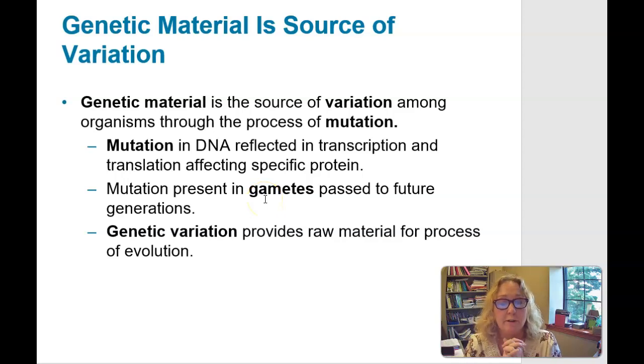Okay, genetic material is the source of variation. They knew that. They knew that it had to mutate somehow. We know that a mutation in DNA is reflected in transcription and translated into specific proteins. So if you have the wrong code of DNA, right, you have a C instead of a G or an A instead of a T, we will do a whole chapter on mutations, but what it can do for things that we know, like sickle cell anemia, is it shifts it into a different amino acid.